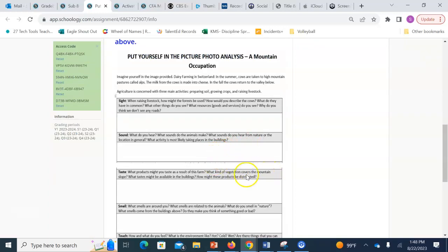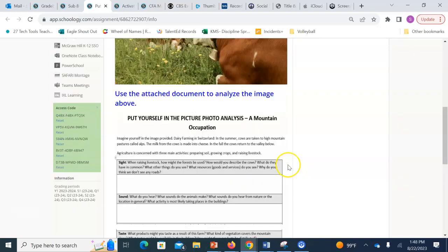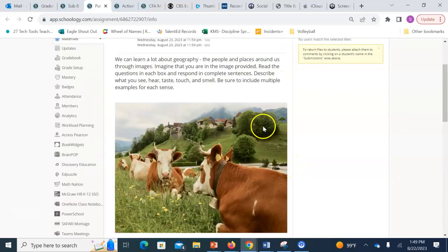What kind of vegetation covers the mountain slope? And what taste might be available in the buildings? Okay, so these cows eat, what taste might they have? Like what's the vegetation available to them? What are the things that you see that might be produce for other species besides humans? And some of them may be for humans. So what is that vegetation like?